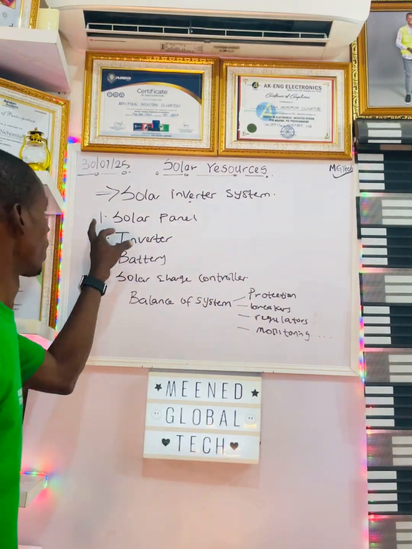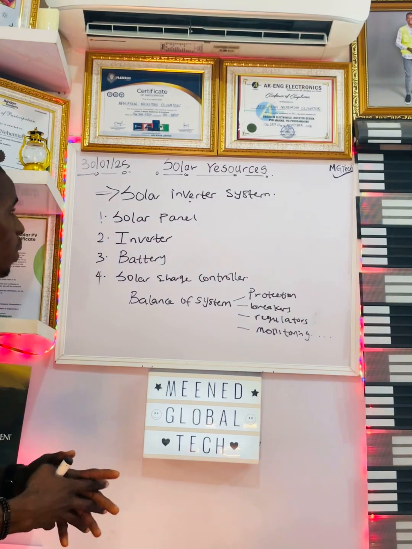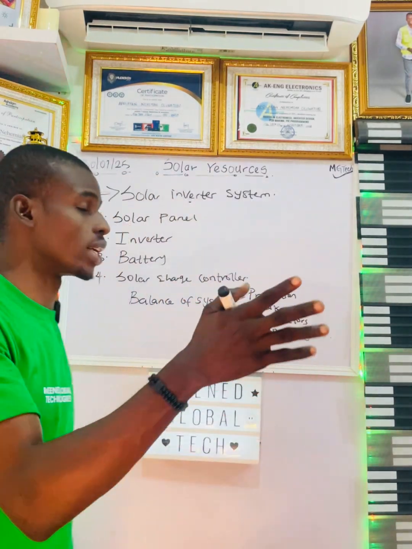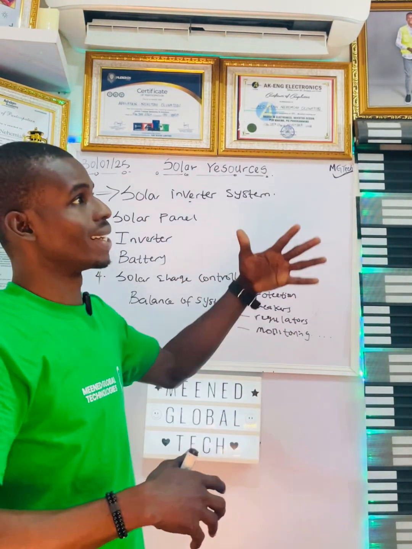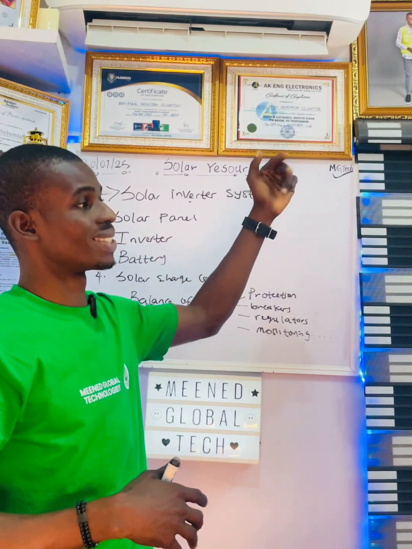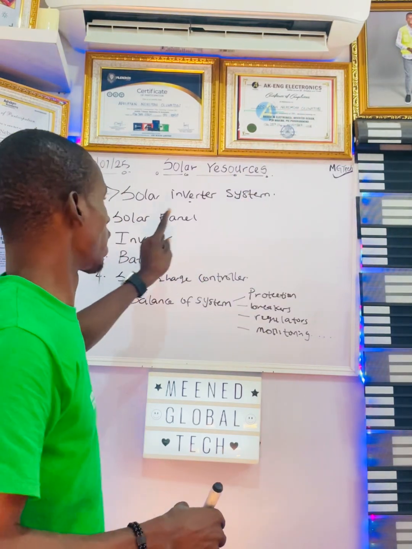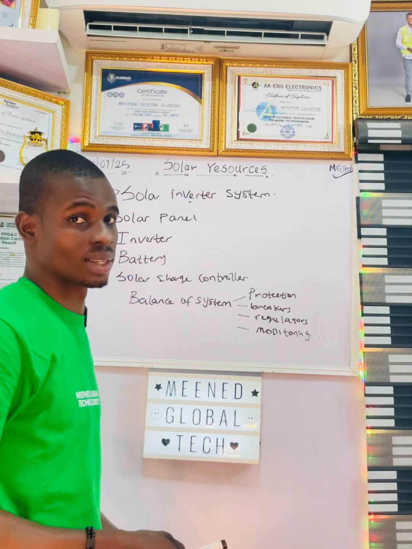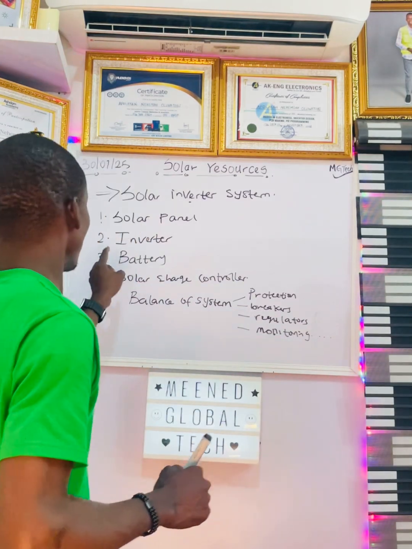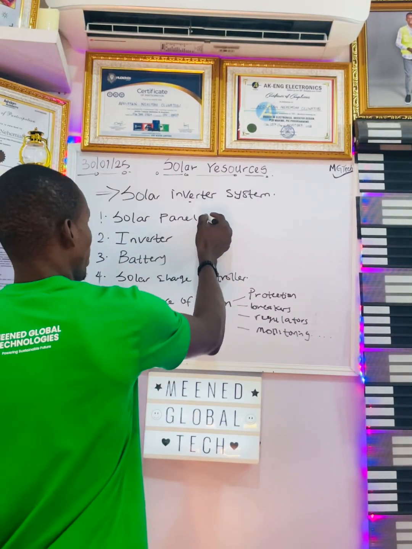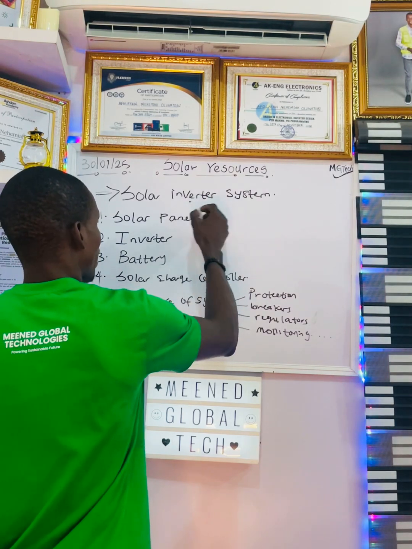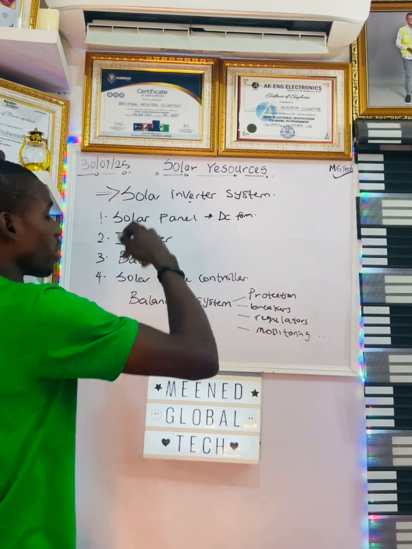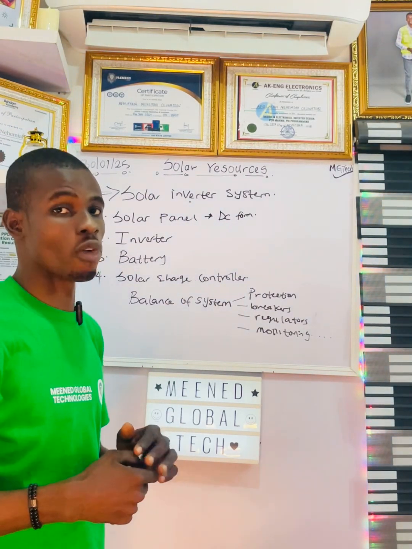All right. So quickly, number one, we talk about the solar panel. What does a solar panel do? The function of a solar panel in a solar inverter system is that it converts the radiant energy from the sun to a useful form of energy, which is DC, to charge up our battery. That's just it, straight. The energy gotten from the solar panel is DC form of energy.